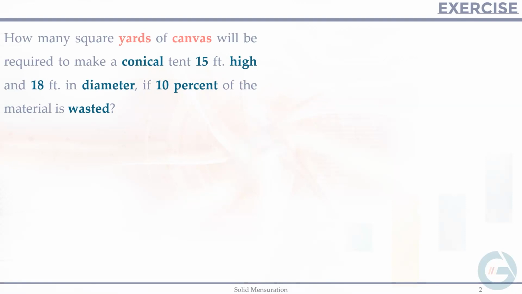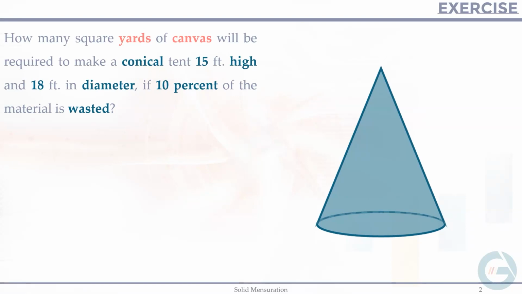Okay, so we have a quite challenging problem. How many square yards of canvas will be required to make a conical tent, which is 15 feet high and 18 feet in diameter, if 10% of the material is wasted? So let's analyze later this 10% material wasted. For now, let's focus on the conical tent.